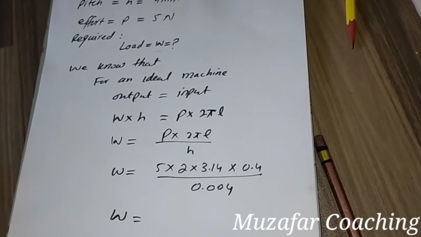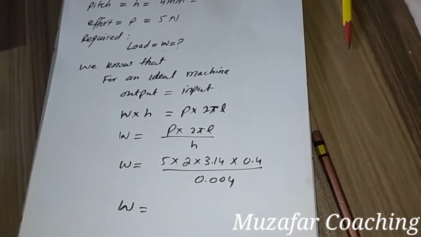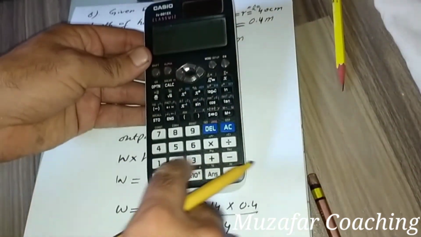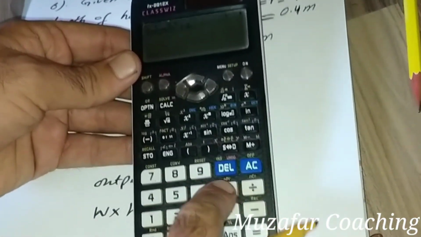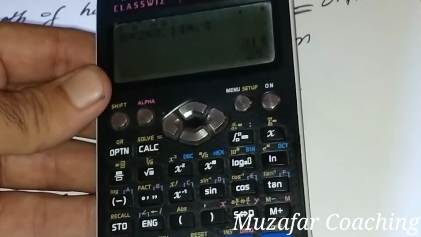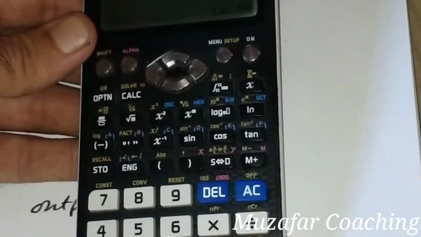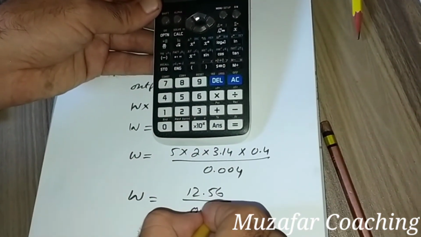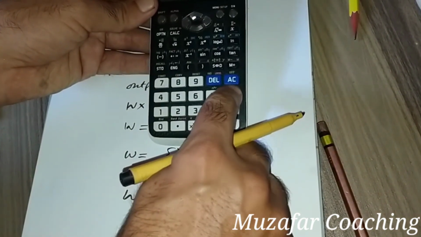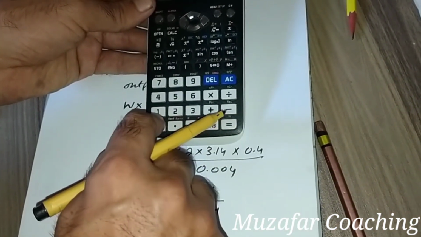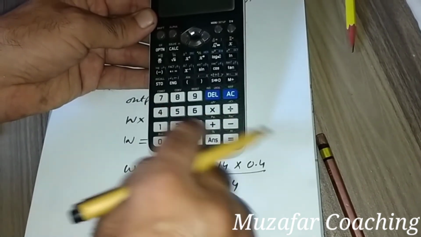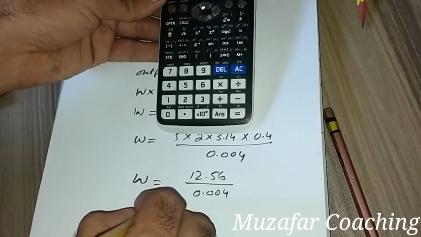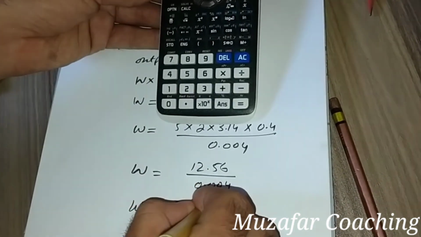After calculation, we will be solving 5 multiplied by 2 multiplied by 3.14 multiplied by 0.4. So we got the answer, that is 12.56. Afterwards I'm dividing it by 0.004. So the required answer is W equal to 3140.